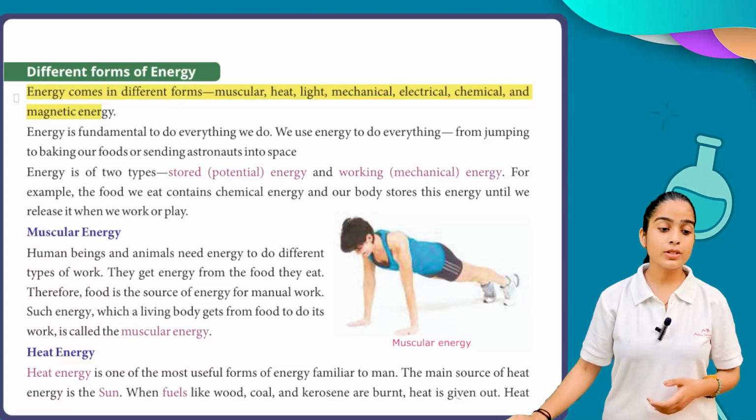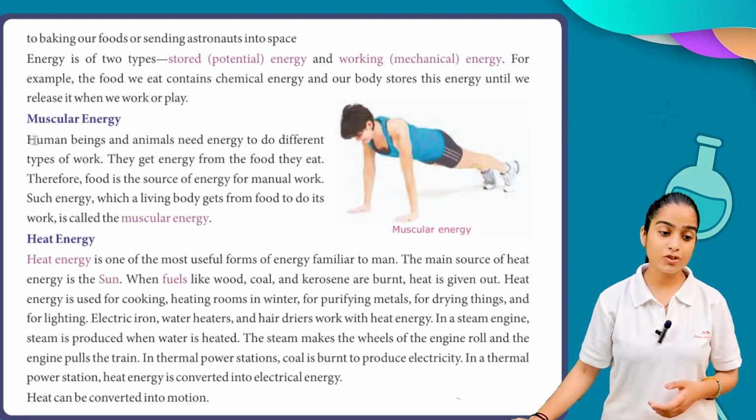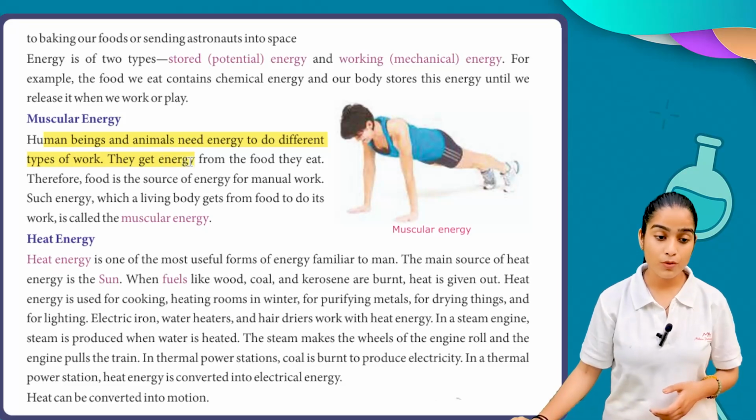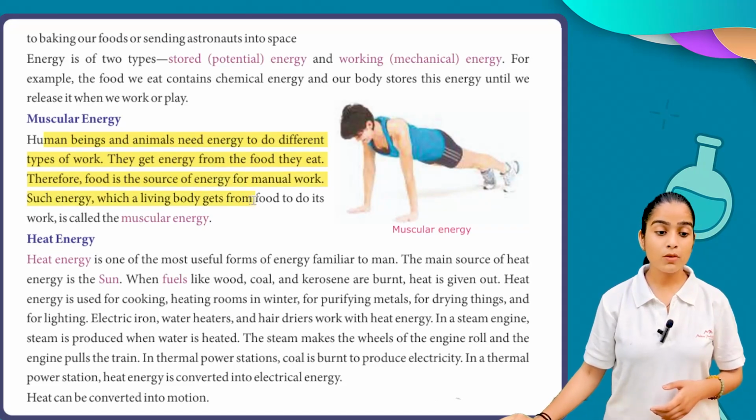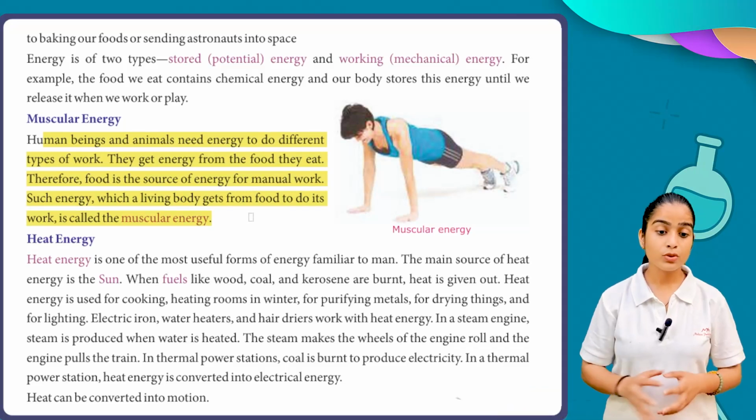Now we are going to discuss muscular energy. Human beings and animals need energy to do different types of work. They get energy from the food they eat. Therefore, food is the source of energy for manual work. Such energy, which a living body gets from food to do its work, is called muscular energy.